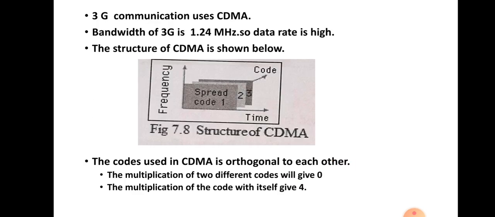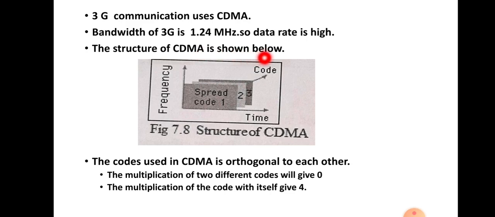An example of using CDMA is 3G communication, that is third generation mobile communication using CDMA, and the bandwidth of these 3G services is 1.24 megahertz, that is a high bandwidth. Since it is utilizing the complete bandwidth, the data rate will be high in this case. And video signal is also supported along with the data and voice by this communication.